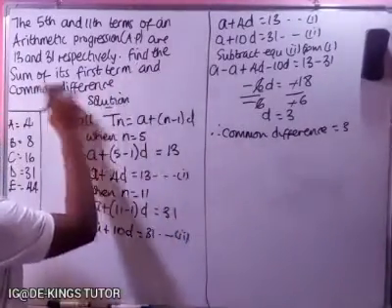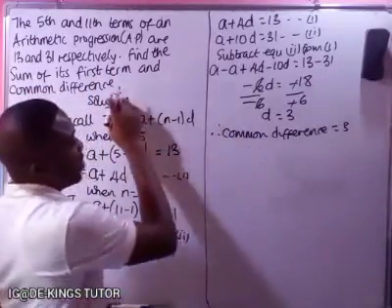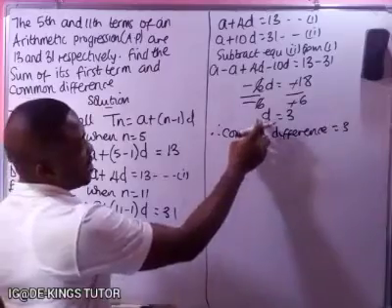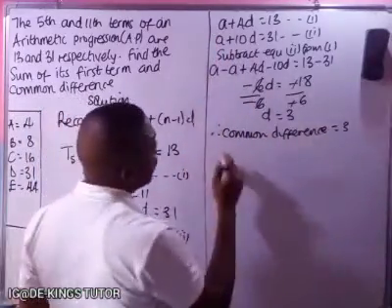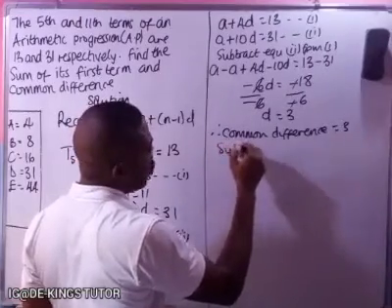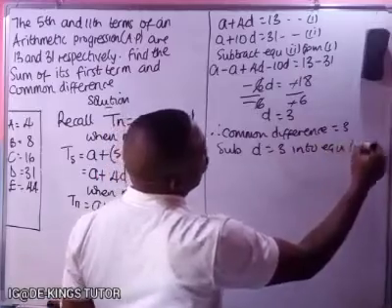Okay, if the common difference is 3, now how do we get the first term? Because it said find the sum of the first term and the common difference. So we've gotten the common difference, remaining the first term. So we are going to substitute the d into any of the equations to get the first term, which is a. So we say substitute d equal 3 into equation 1.